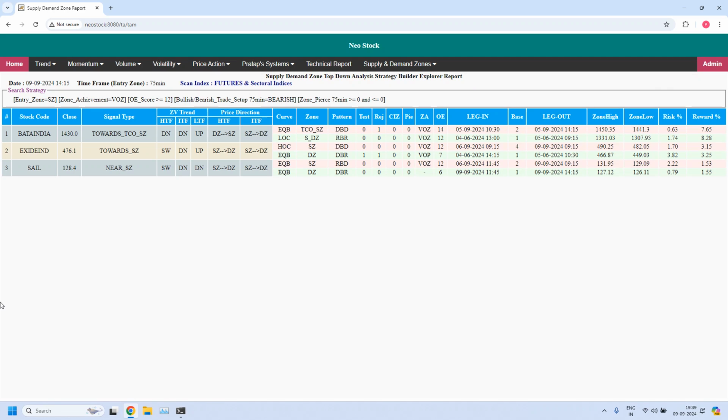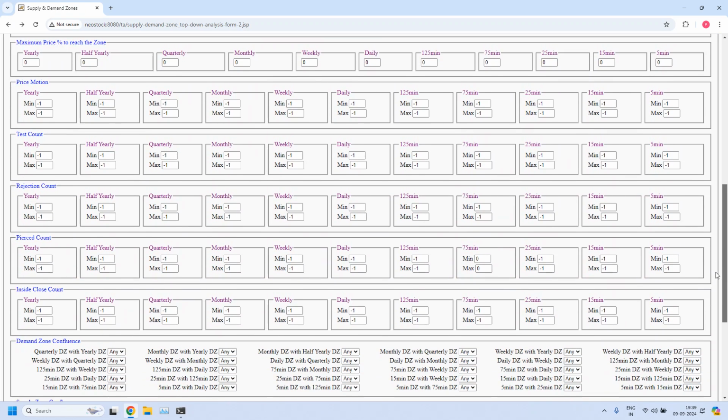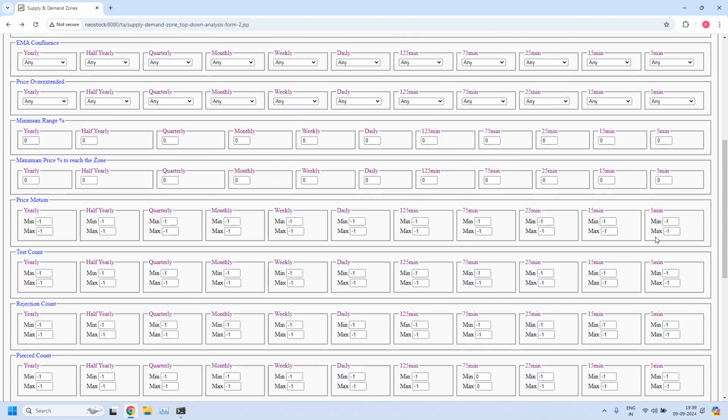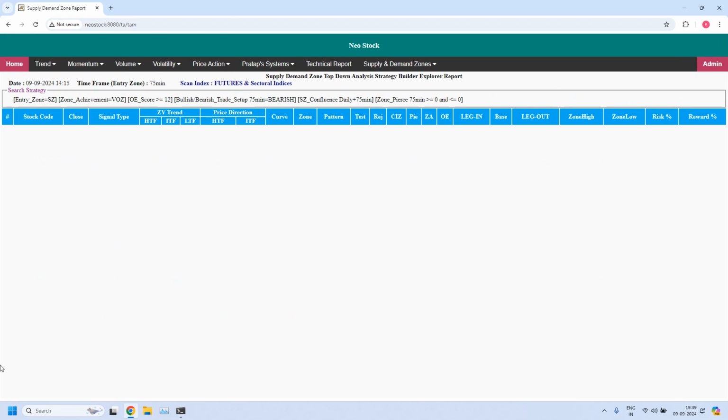So 3 stocks are filtered. Out of these 3, let's verify whether any of these stocks have ITF confluence. That is 75 and daily supply zone confluence. So 75 minute supply zone with daily supply zone, I am enabling the filter. Now let's verify. None of the zones have confluence with ITF. That means they may not have confluence with HTF either. Now we can move on to the next income trade.